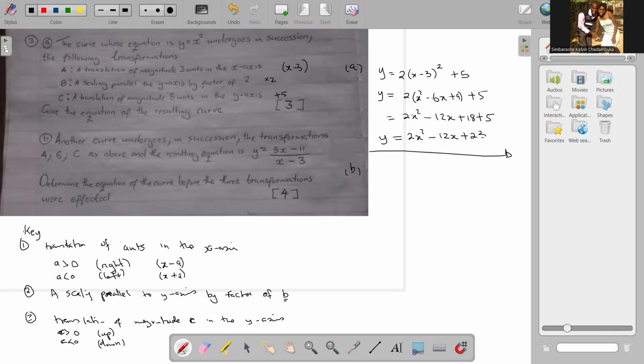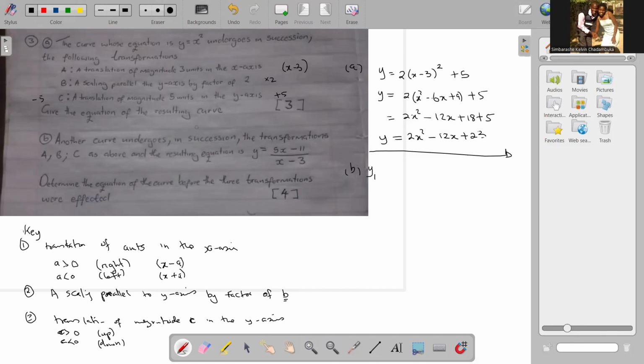But we have to take note that since we are coming from the final equation, we want to go back to the initial equation. We'll be doing the reverse of what was happening in this sequence to arrive here. So we are going to first get equation 1, let's say y1, after just doing the reverse of what had happened. At C here, we have moved the curve 5 units up. So for us to go back to where we started from, we have to move the curve 5 units down. So it therefore means that we have to subtract a 5.